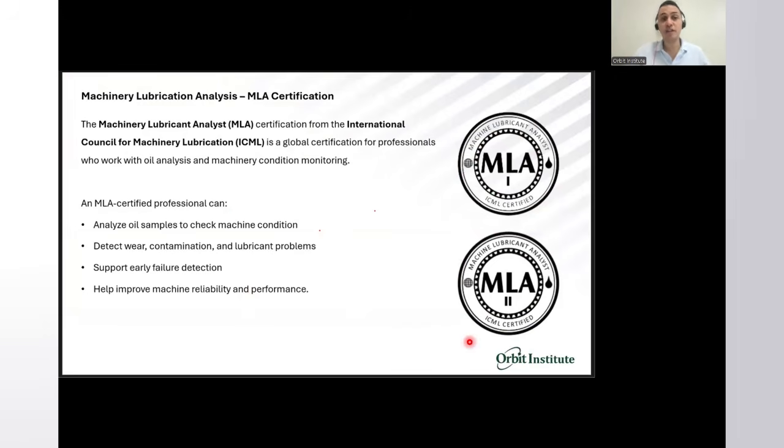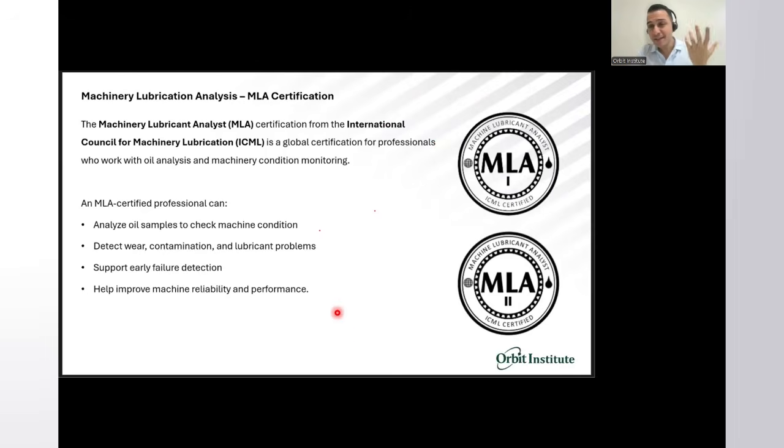So now I'm going to talk about the certification. What is the certification? The Machinery Lubrication Analyst, or MLA, certification. It's a certification from the International Council for Machinery Lubrication, the ICML. It is a global certification for professionals who work with oil analysis and machinery condition monitoring. And of course, it is for whoever wants to know all the basics about machinery lubrication, how to store the lubricant, how to manage the lubricants, how to apply the lubrications, and the concepts of selecting the proper lubricants for different rotating equipment, and so on.